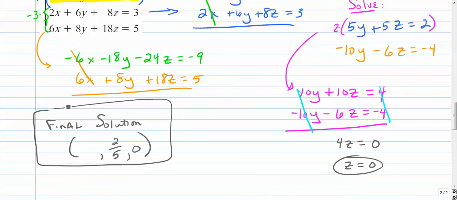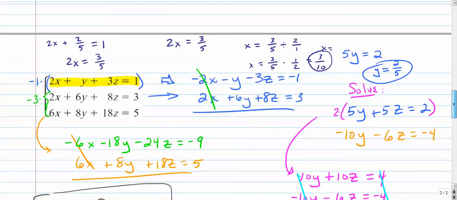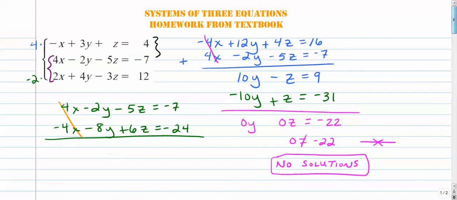So I'll put that down here as my solution. Alright, and that's it for this one. So 3 examples from the textbook, right around page 505. In the actual text, it's page 500 if you're using the PDF version.